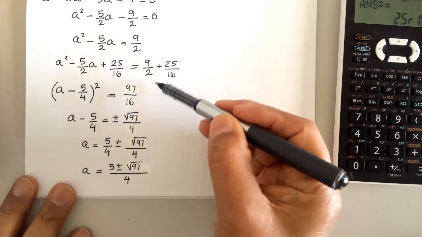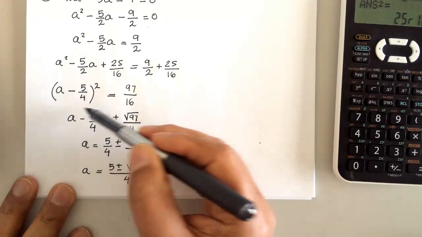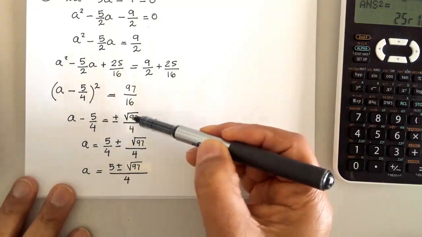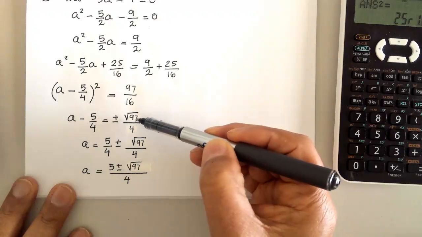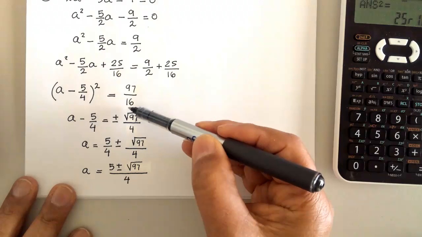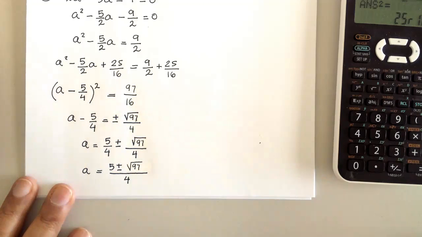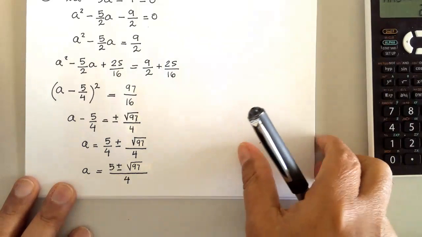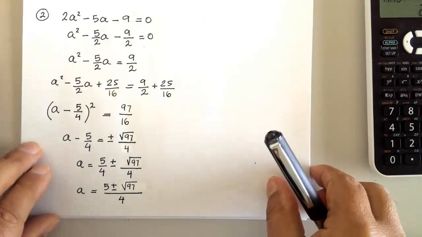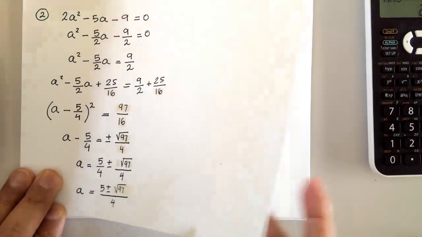So when you simplify this, it becomes 97/16, and then when you square root both sides, you're going to have plus or minus square root of 97, which cannot be simplified, but 16 can, so the square root of 16 is 4, and then you write the answer like that. Okay, that was a little bit rough. Sorry about that mistake, but yeah, we're going to do some more.